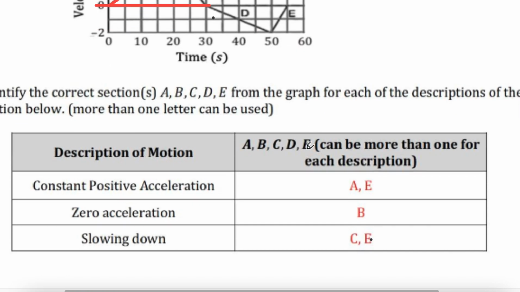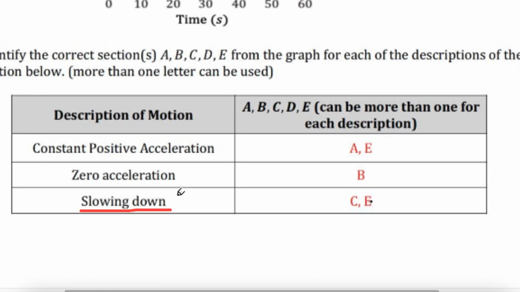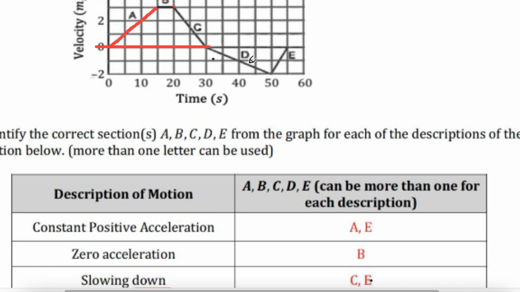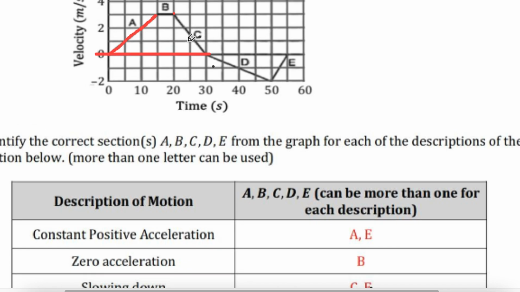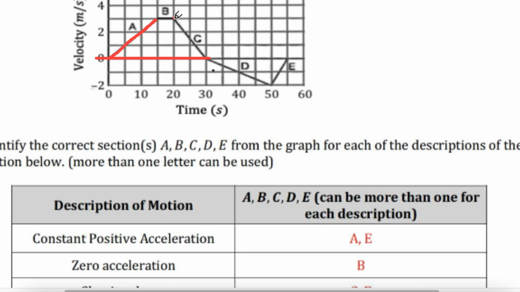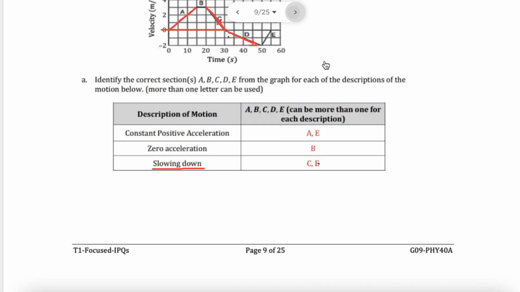So this question over here said slowing down. You would assume C and D just off the bat by looking at it, but no, be very careful. Going towards 0 is slowing down. Moving away from 0 is speeding up, no matter which direction. So keep that in mind.